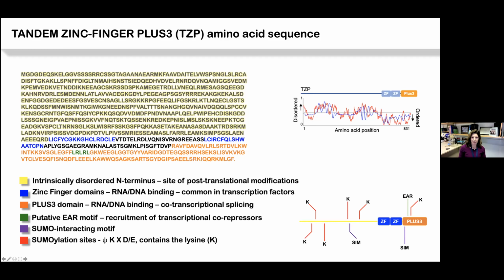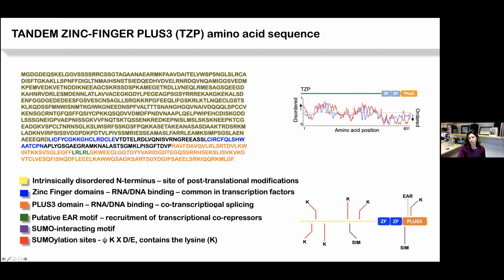Now, zinc finger domains can associate with RNA or DNA, and they're very commonly found in transcription factors, whereas the plus 3 domains are less characterized. They can also associate with nucleic acids, and in yeast and humans have been shown to regulate chromatin remodeling, as well as co-transcriptional splicing. In Arabidopsis, no proteins have been characterized with respect to the plus 3 domain yet, and including TZP, there's 5 plus 3 domain containing proteins in Arabidopsis.